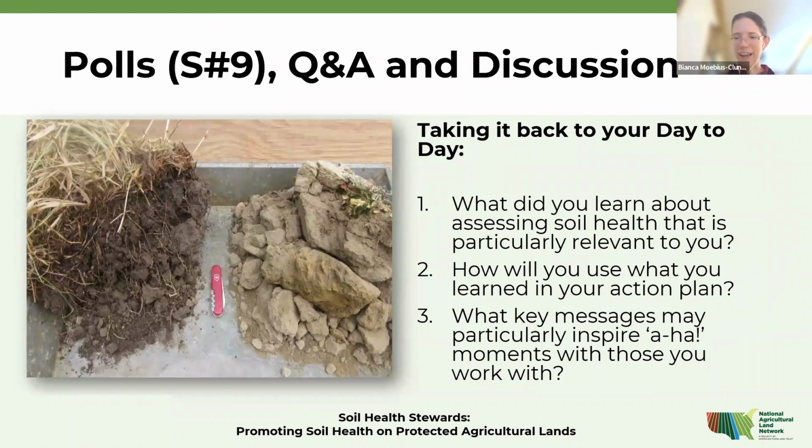So I will end there and leave a bit of time for any questions, anything that you're having aha moments about, anything that's confusing. Did this all make sense? How do you think you might integrate any of this into your action plans? Key messages that remain with you that might work with your producers and landowners that you work with?